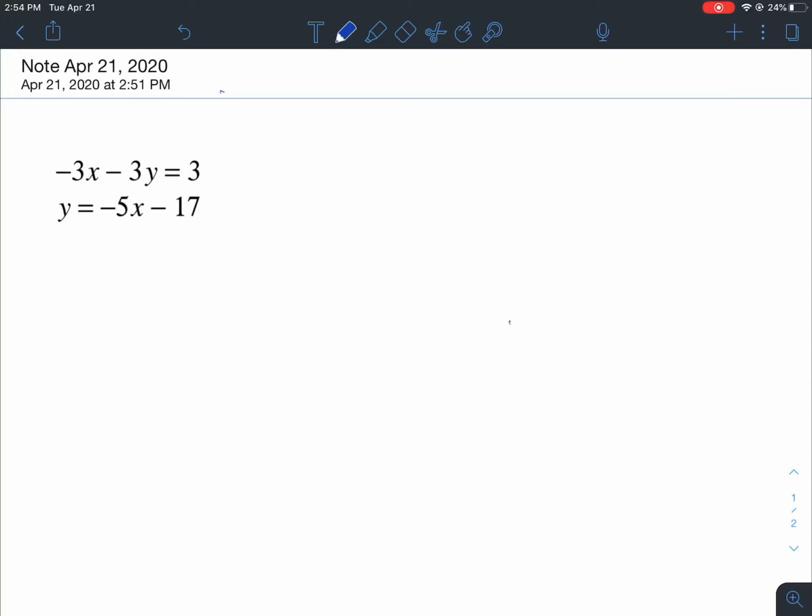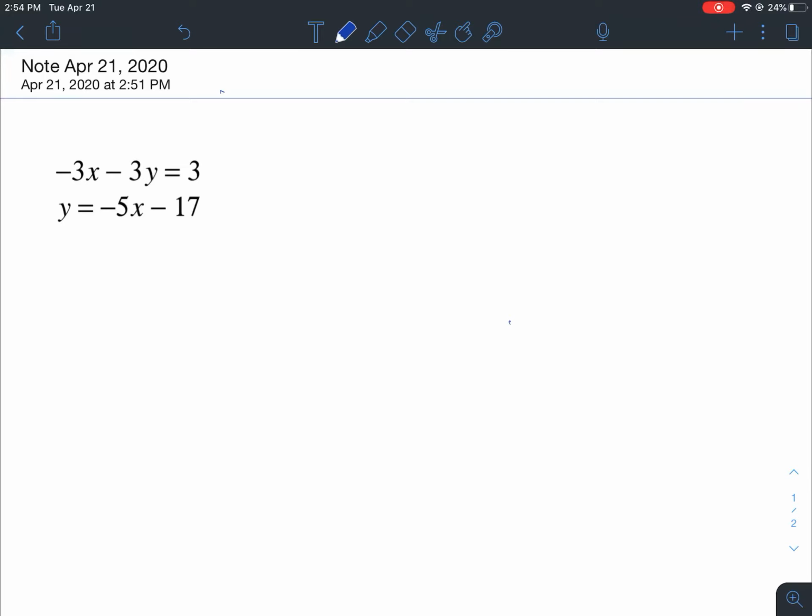So I have different problems. These are very similar to the ones on your homework, but they are different. So I want you to watch how I do it, and then you can try the problem on your own. So the directions are kind of vague, right? They tell you that you can use substitution or elimination.